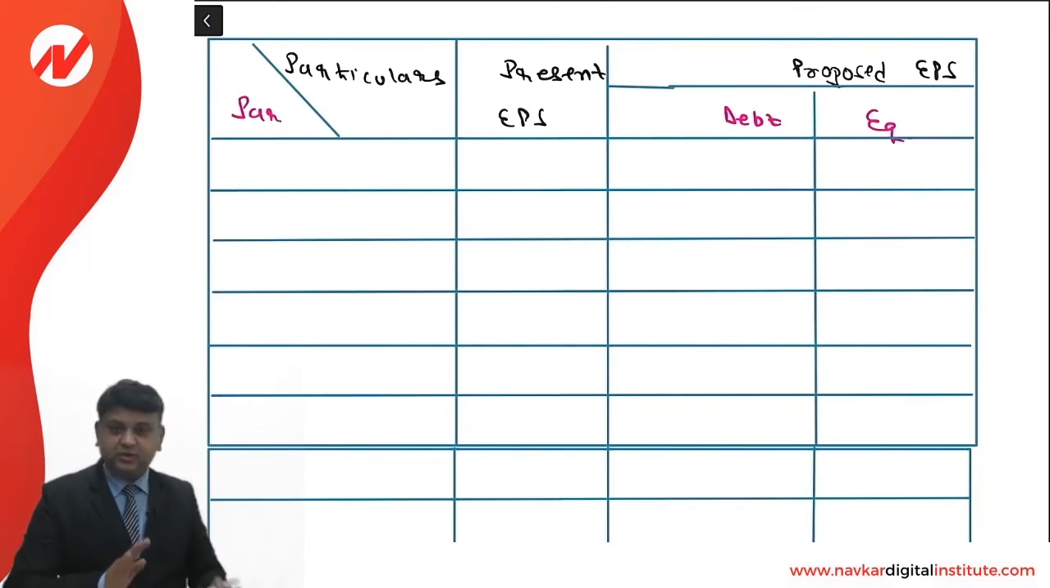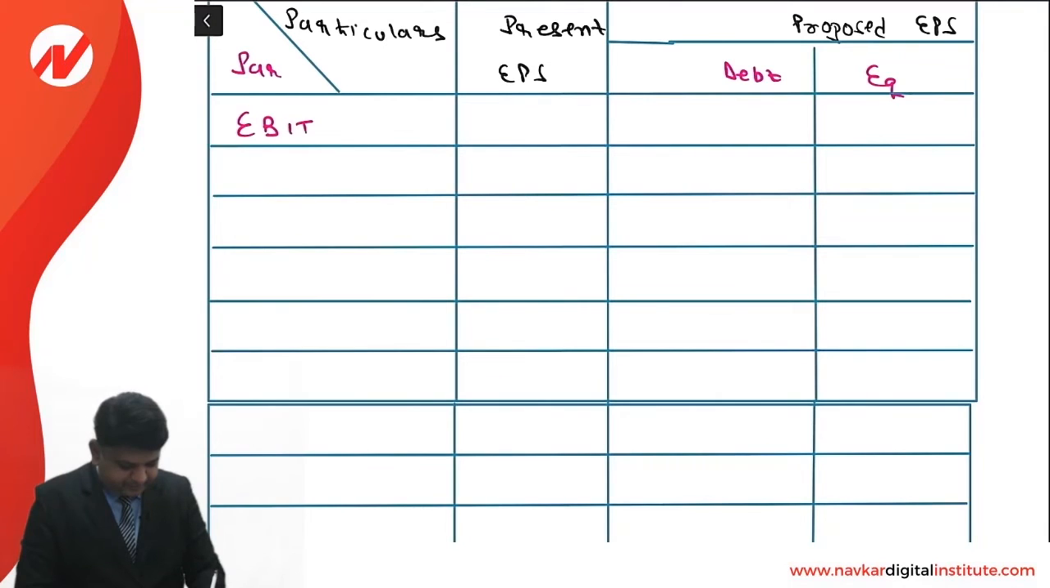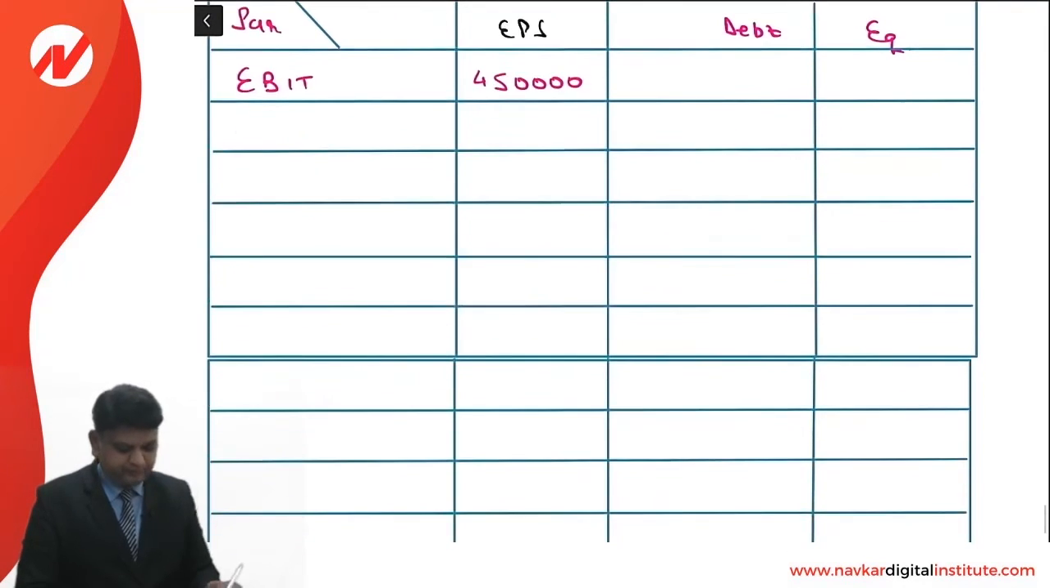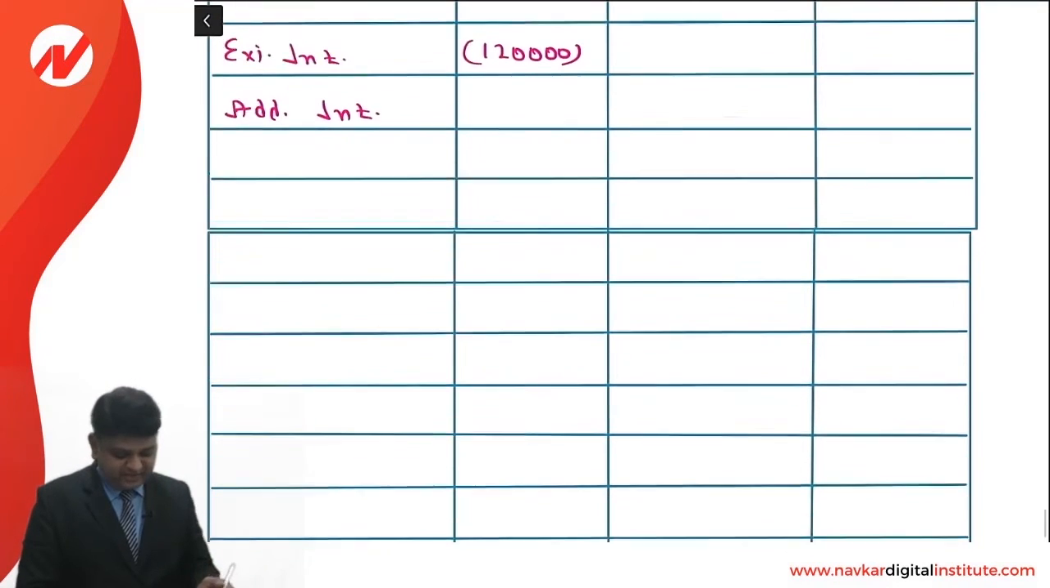First of all, I am focusing on the present. In that, we will start with the EBIT. It is 4,50,000. Then we will mention existing interest. It is an amount of rupees 1,20,000. There is no additional interest. It will come in the column of the debt financing.